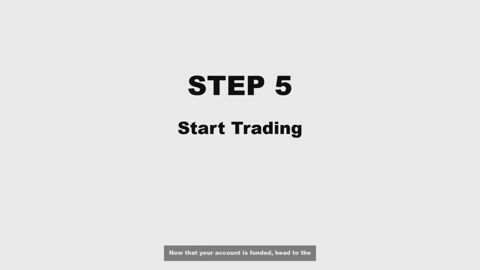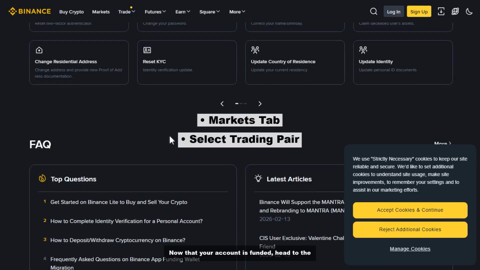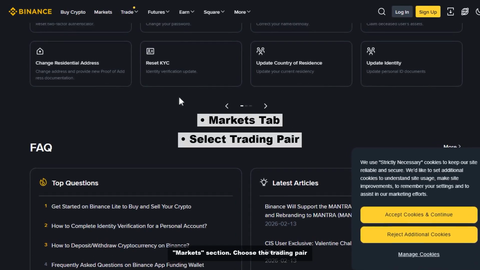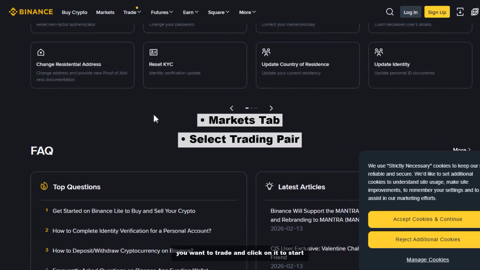Step 5. Start trading. Now that your account is funded, head to the markets section. Choose the trading pair you want to trade and click on it to start placing orders.